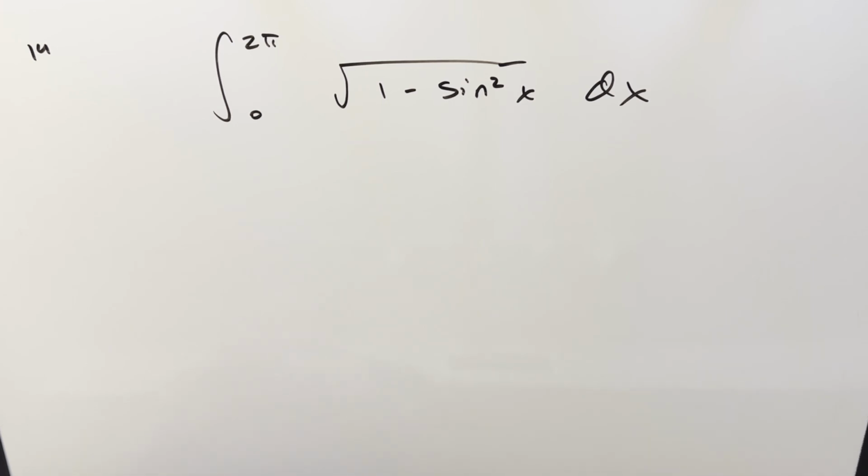Okay, we have here today another integral. This one's from the Columbia Integration Bee 2025, number 14. We have the integral from 0 to 2 pi of the square root of 1 minus sine squared x dx. Okay, I think I'll do the straightforward thing.